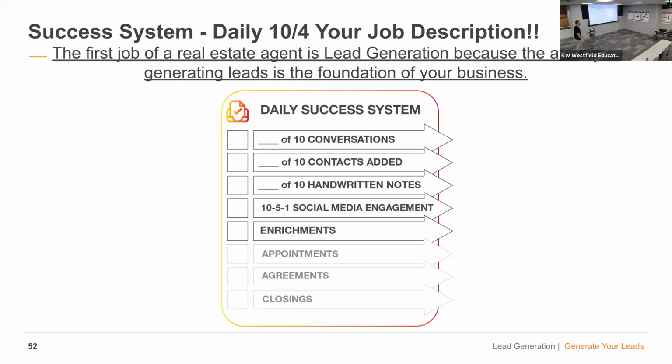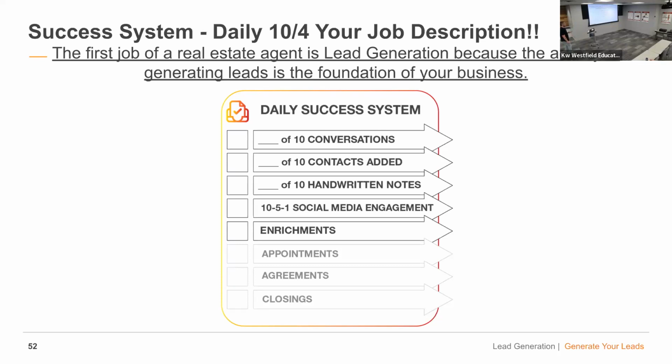That doesn't count, right? We're here to play the game, so we gotta take a score. But I'll show you how to do that in a way that's not salesy or weird, and the conversation is mostly about them. Number of contacts added to your database. So 10 contacts added, meaning new information put in your database. Handwritten notes, easy peasy, write it to the people you talk to. Hey, thanks for chatting with me today. It was so good to catch up, whatever.